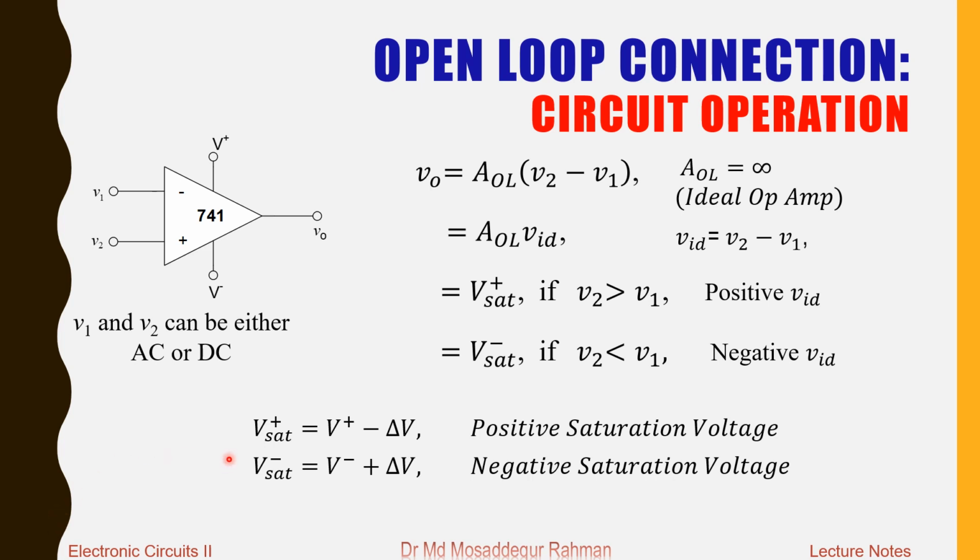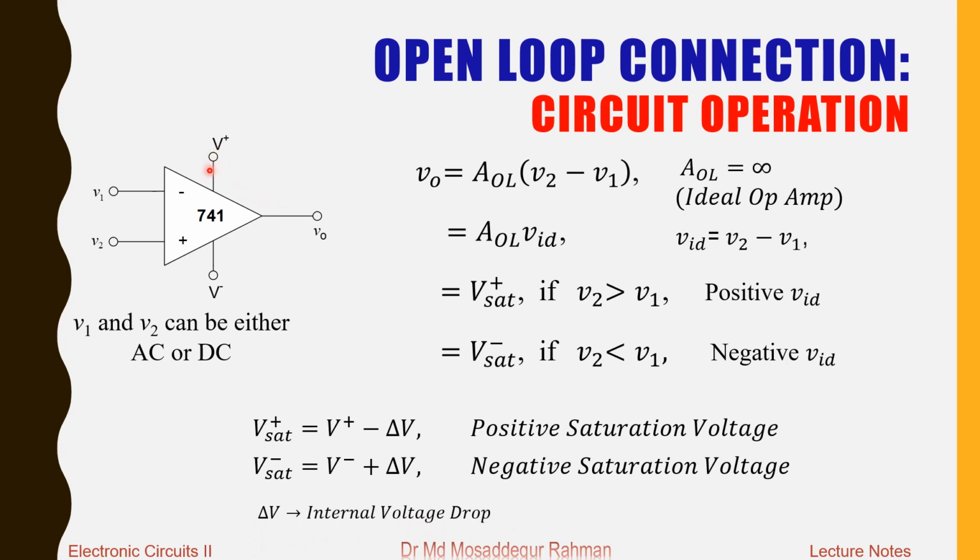So the positive saturation voltage is given as V plus, the positive supply voltage, minus del V. Del V is a small voltage drop inside the op-amp. The negative saturation voltage is V minus plus del V. You see that in this case we are adding instead of subtracting, because V minus is negative. If you subtract, it will be more negative, and we cannot get more negative than what you apply. So you can only get less positive and less negative. So V minus plus del V, and del V we call the internal voltage drop.